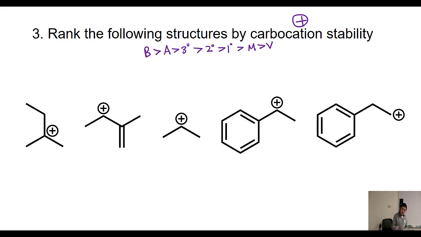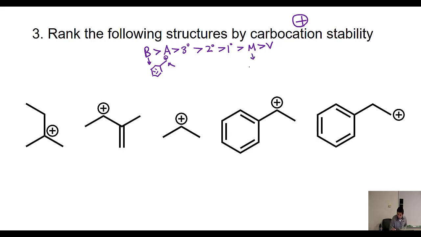What is the benzylic one? Benzylic position is off of benzene. So benzene is this, and the position right next to it is what we call the benzylic position.